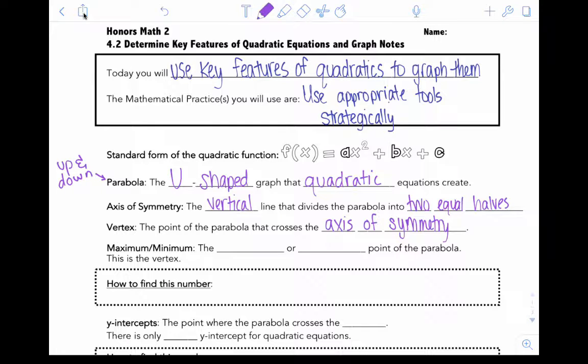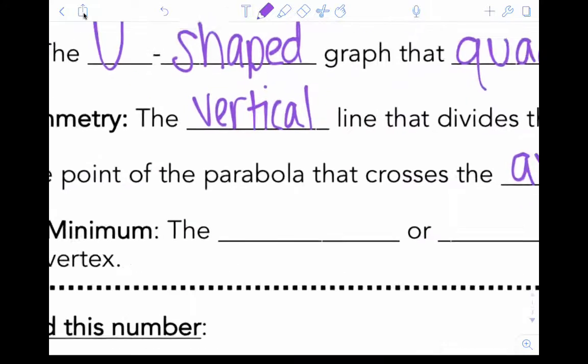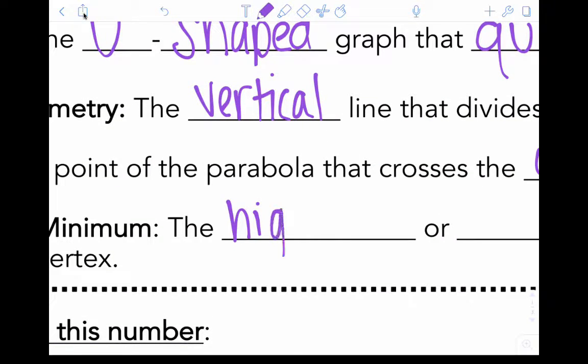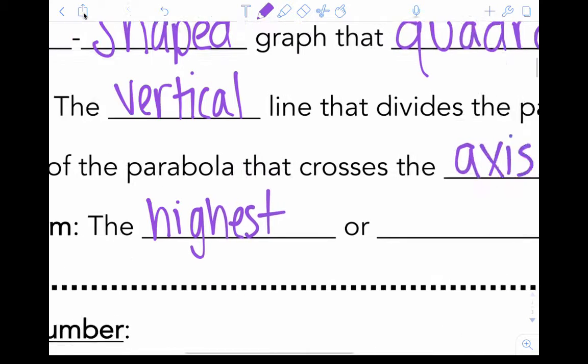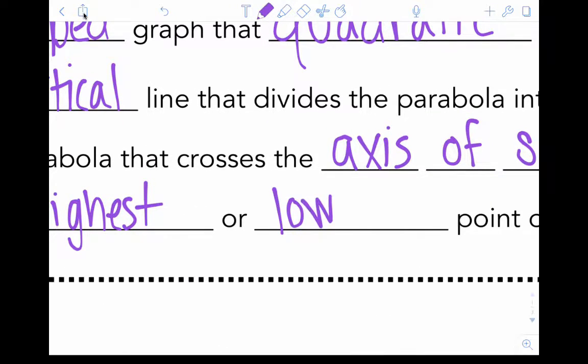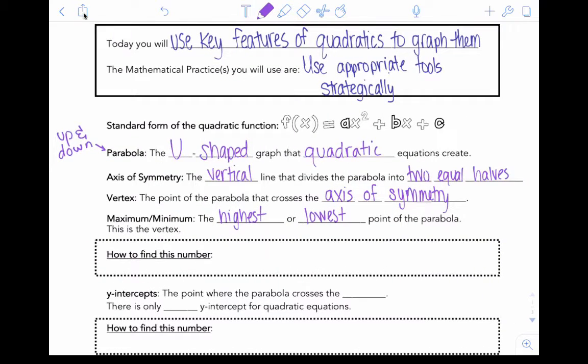We have one other word that kind of goes with these, and well, two words. We have a maximum and a minimum. So a maximum is the highest point, and the minimum would be the lowest point of the parabola. So if we have a parabola that looks like this, that's going to be the maximum. If we have a parabola that looks like that, that's going to be the minimum. It's always going to be the vertex, so it just depends on which way the parabola is facing for if it's a maximum or minimum. It's never going to have both.